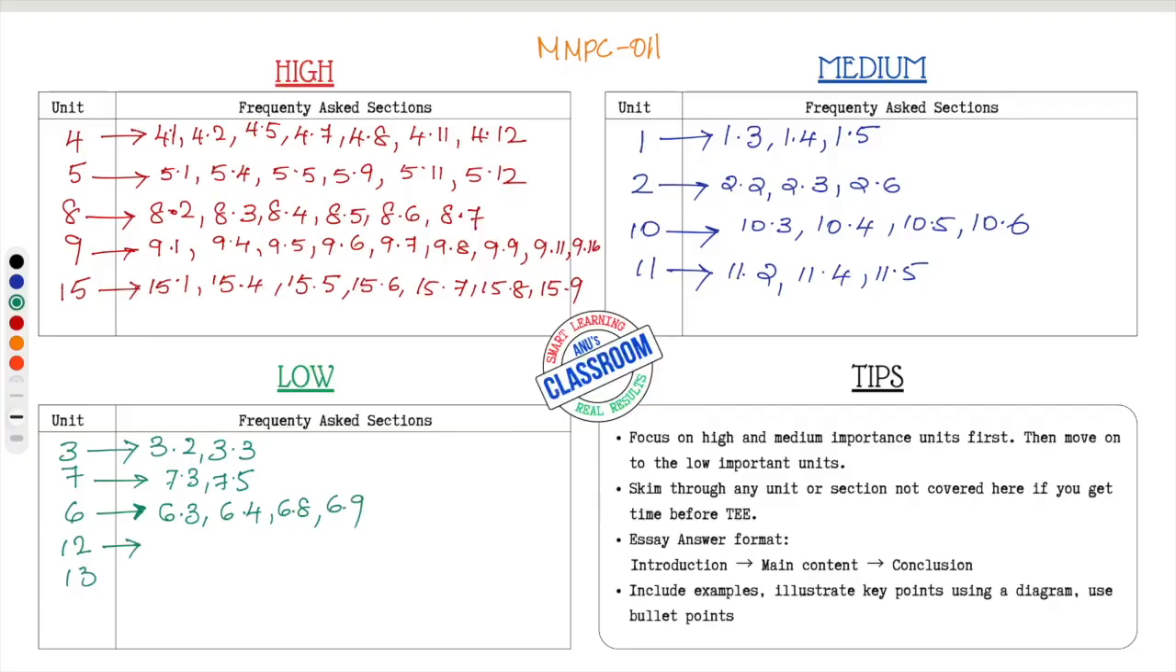From Unit 12, that is organizational citizenship behavior, at least focus on 12.2, 12.4, and 12.6. From Unit 13, evolution of organizational behavior, at least focus on 13.1 and 13.2 before you move on to any other section. Okay. Now, case study type of questions have been asked in the past. So, only if you have time, then prepare for it as well.